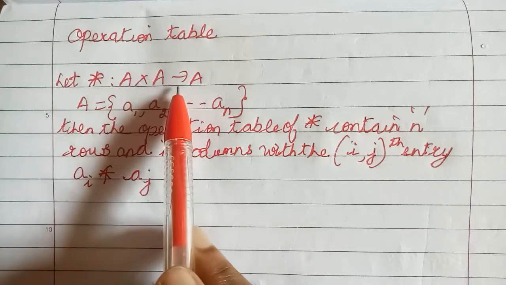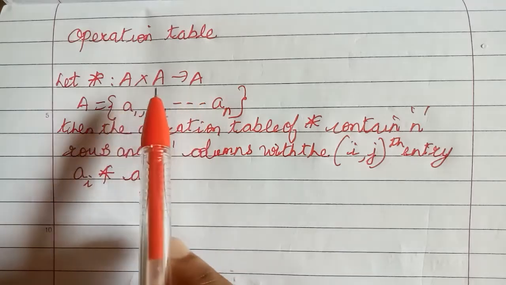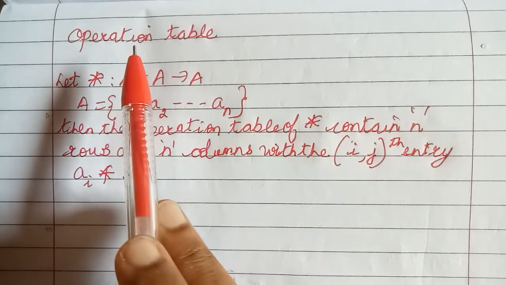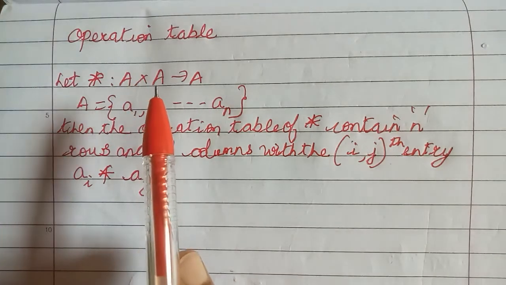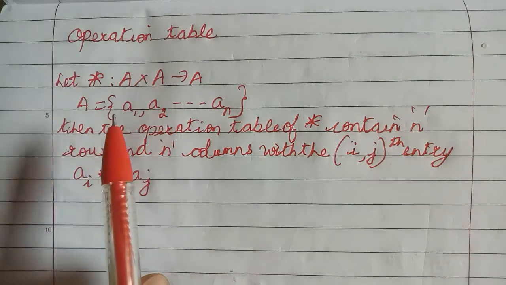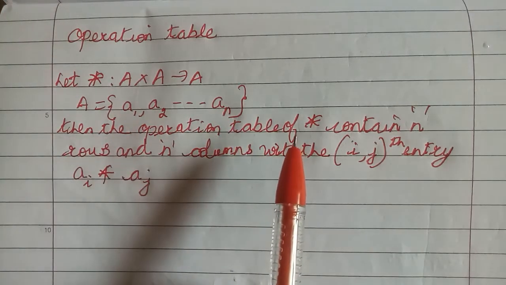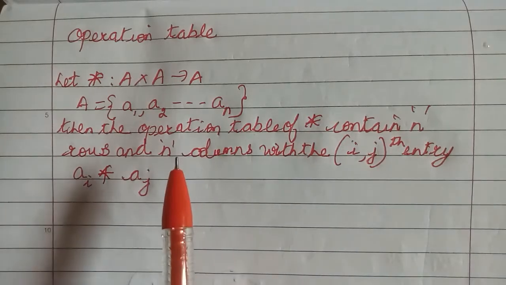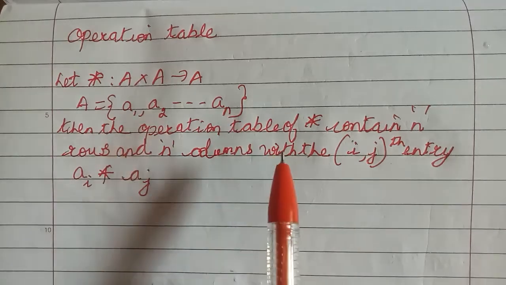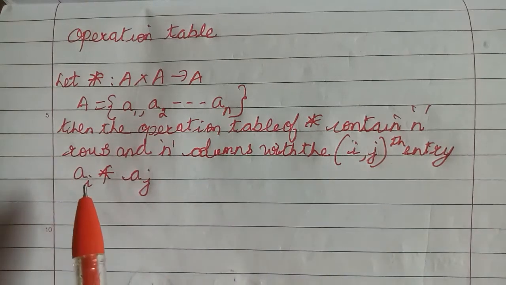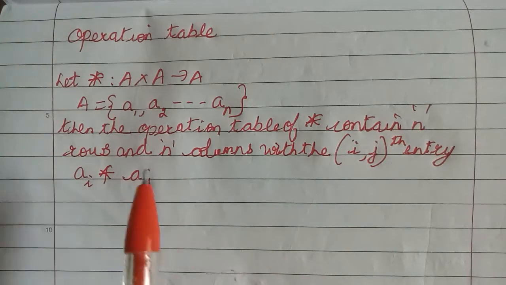Now when I write like this, children, it is understood it is a binary operation because your A cross A is going to A. So it says that you are able to write an operation table for a binary operation only when your number of elements in the given set is finite. Then what will be operation table star containing? It will contain that much rows and that much columns depending upon the size of the number of elements of your set A, with the ijth entry given by ai star aj.